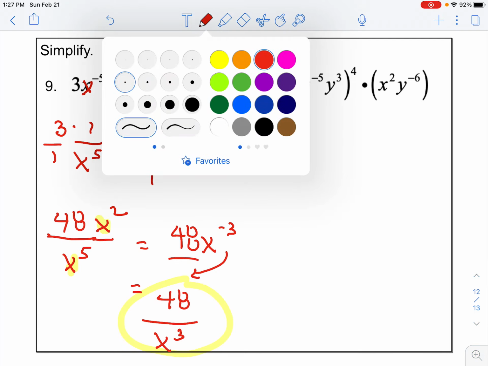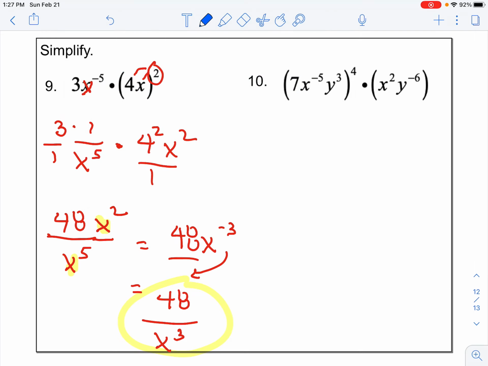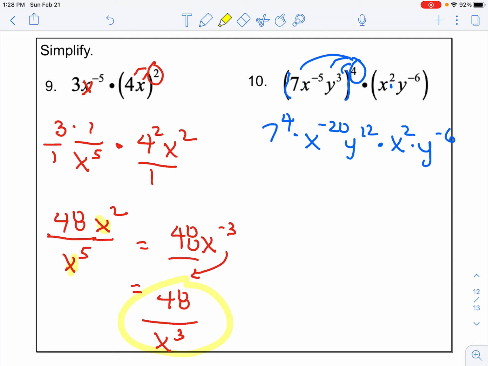And our last problem here to go through, we are raising all of this to the 4th power. So that means we have to raise each of those to the 4th power, 7 to the 4th power, times x to the negative 5 raised to the 4th power, which is going to be the negative 20th power. And then we have y to the 3 times 4, or 12th. And then I'm multiplying all of that with x to the 2nd. And again, this is just times in between, times y to the negative 6. Notice I have a common base of x's, so I have to add those exponents together.